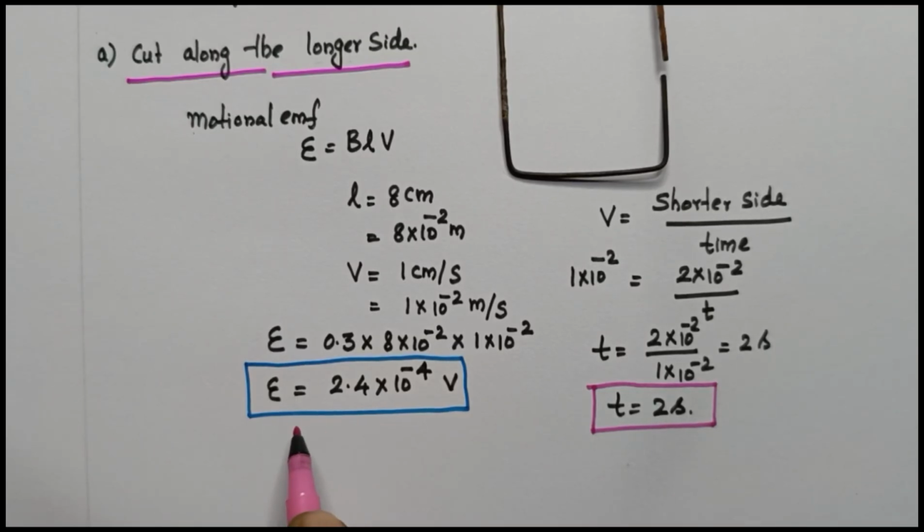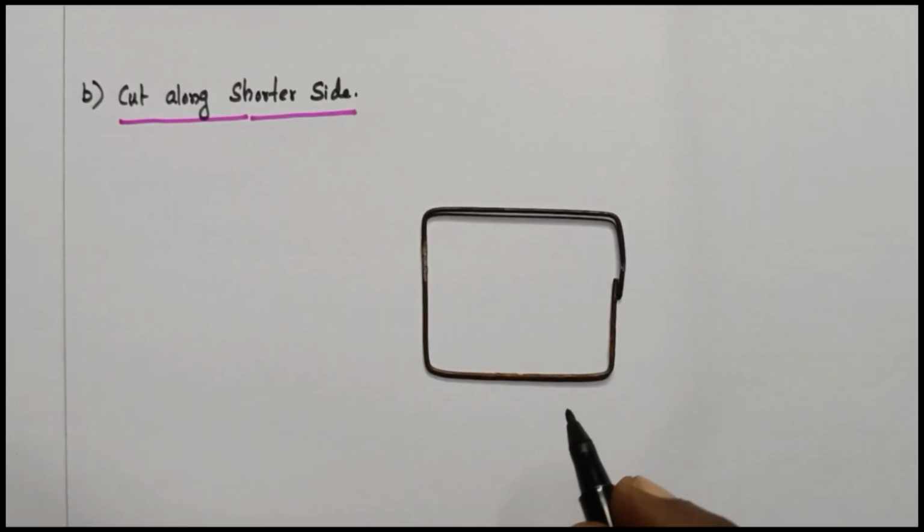If there is a cut along the longer side, the motional EMF developed is equal to 2.4 into 10 to the power minus 4 volt, and this induced voltage will last 2 seconds. Now let us see how to find the answer for the second subdivision.